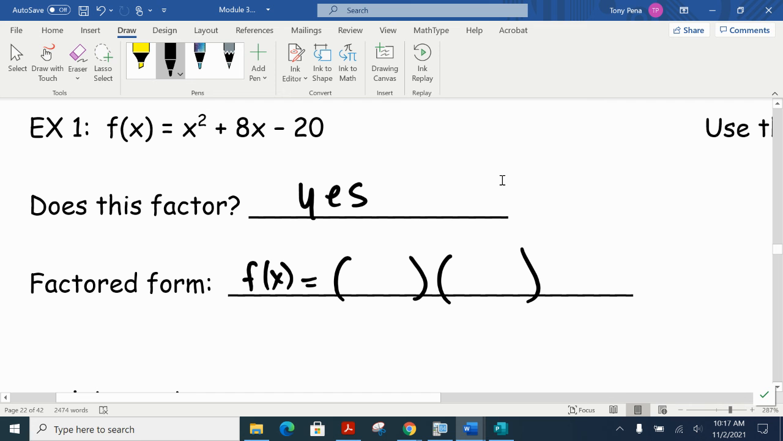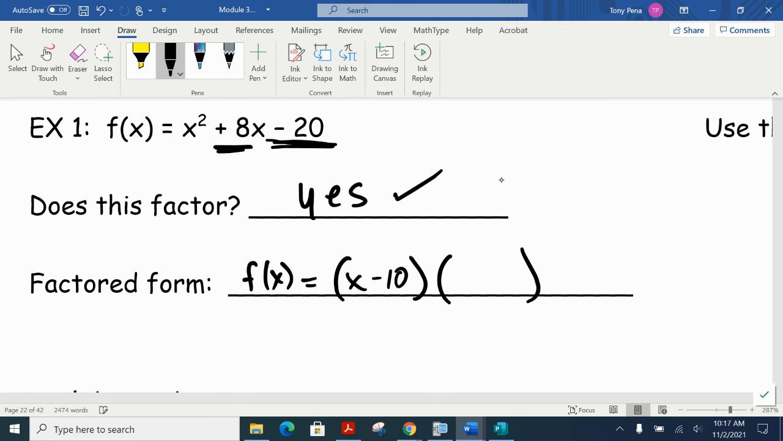All right, Juan, did you get that? No, I didn't. Anybody got that yet? Numbers that multiply to be a negative 20, but add up to be 8. And I'm saying, yes, they exist. Yeah, Sage, what do you got? X minus 10 and X plus 2.